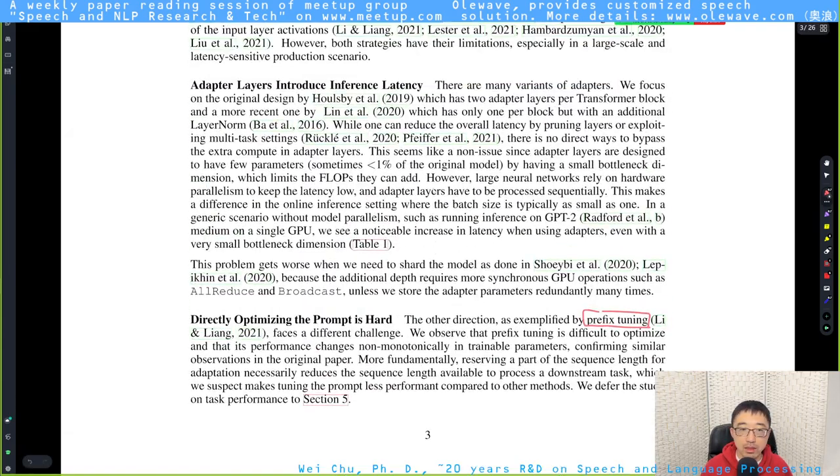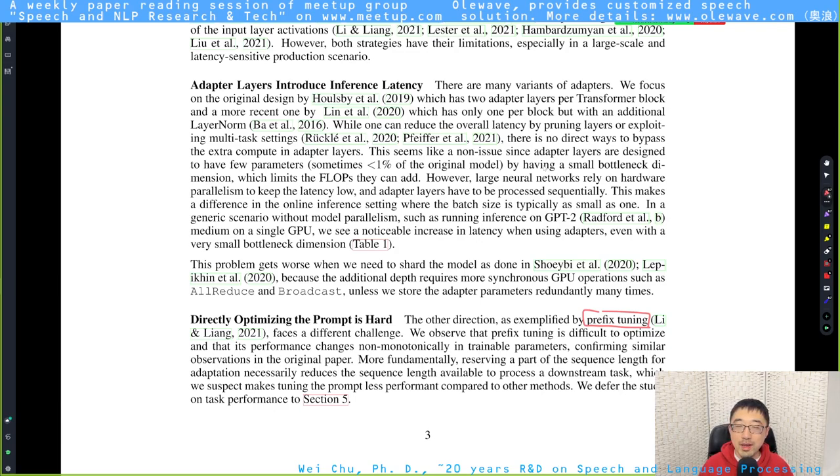But like the author mentioned, although this does not increase the computational cost at all, tuning this is difficult. So pause the video and ask yourself, is there a way that you can tune the model but without introducing inference latency? Pause the video and think it yourself. Okay, so the answer is very simple.